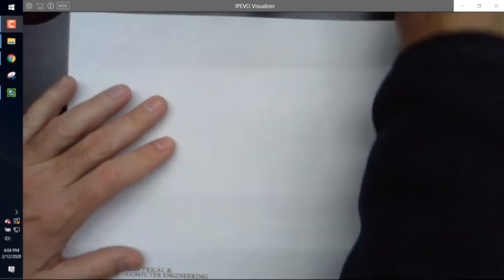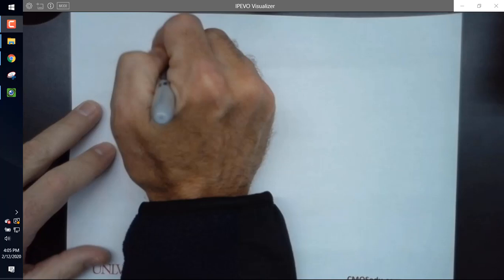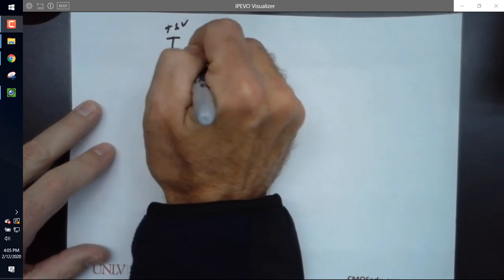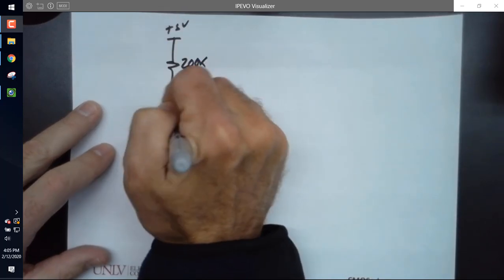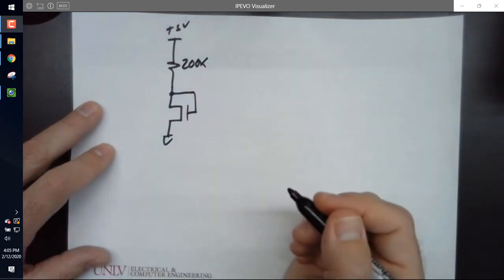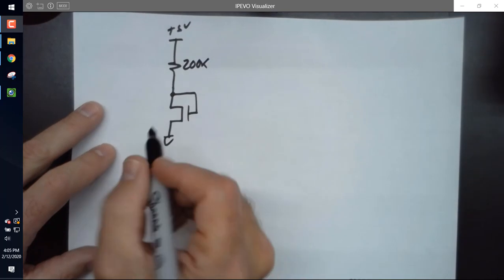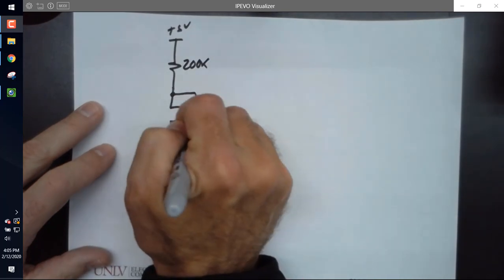And so in math, let's write these. You know what? Let's do this a different way. Let's put plus 5 volts. How about 200K? And notice, I don't know if I mentioned this, but this transistor is gate drain connected. And that's so we can force a current through this, which will give us the right VGS.